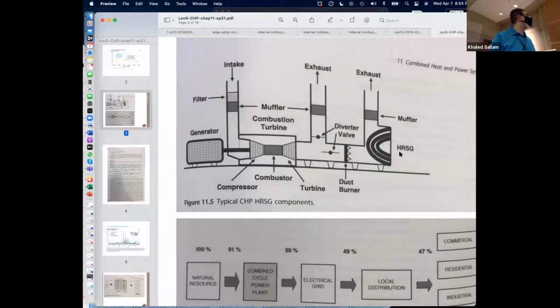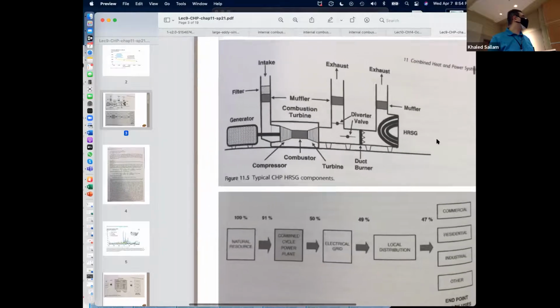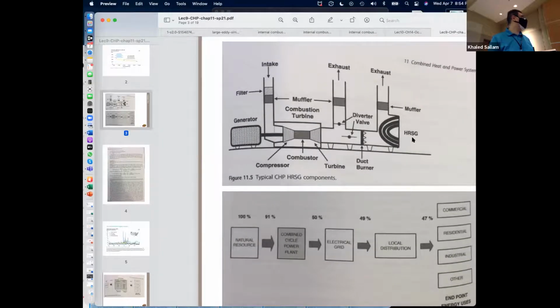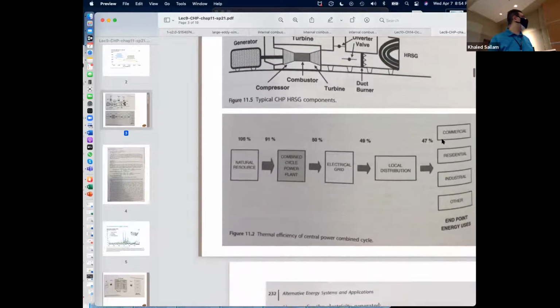What does that stand for? HRSG stands for heat recovery steam generator. Exactly. And so this idea that not only are you making work in the turbine, the turbine generator, but you are also using the heat for something useful. Okay. And that something useful can be a steam cycle that generates electricity too.